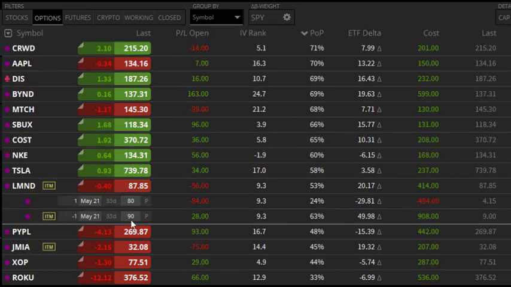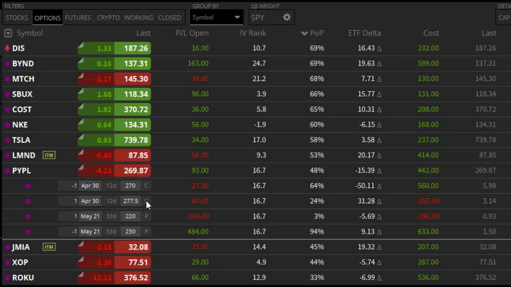Lemonade, small losing position. It's actually below my strike here at $90, and it's sitting at $87.85. So a small loser here. I actually rolled this out in time, so I did take in a pretty large credit, but I still project Lemonade growing over time.